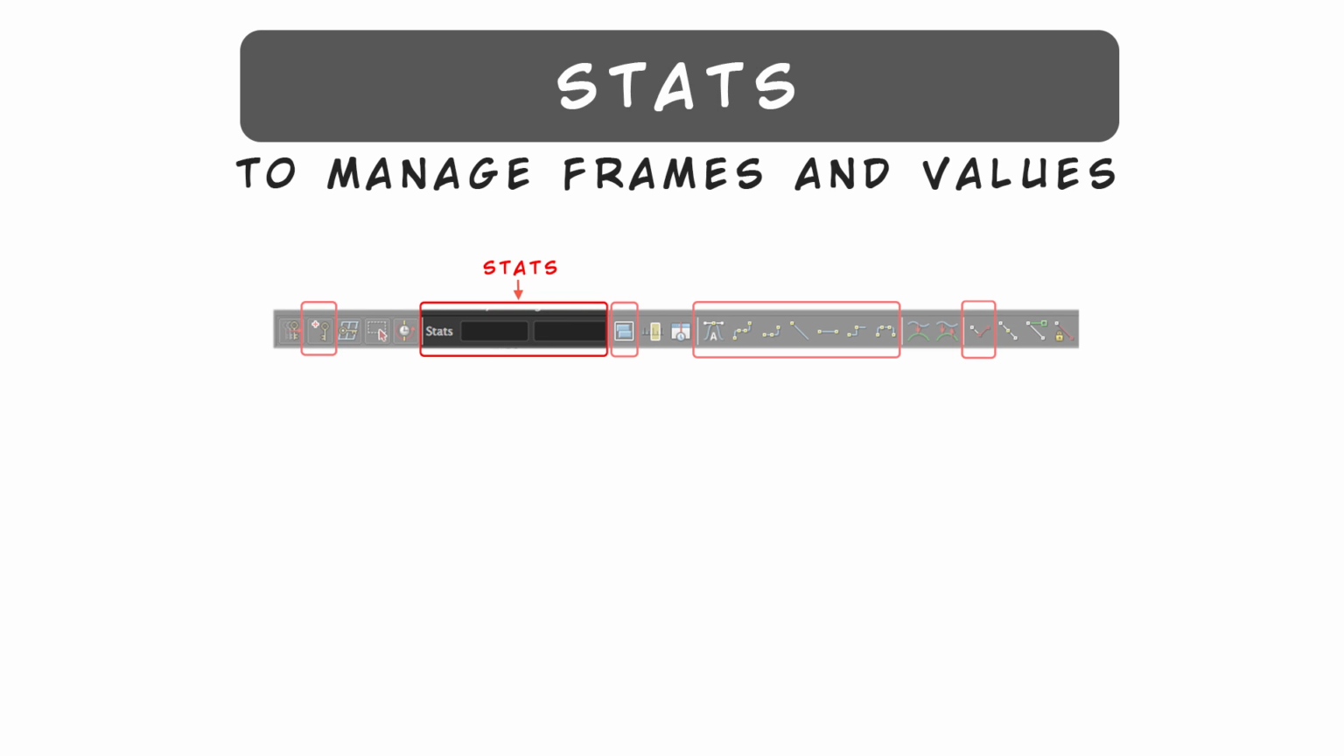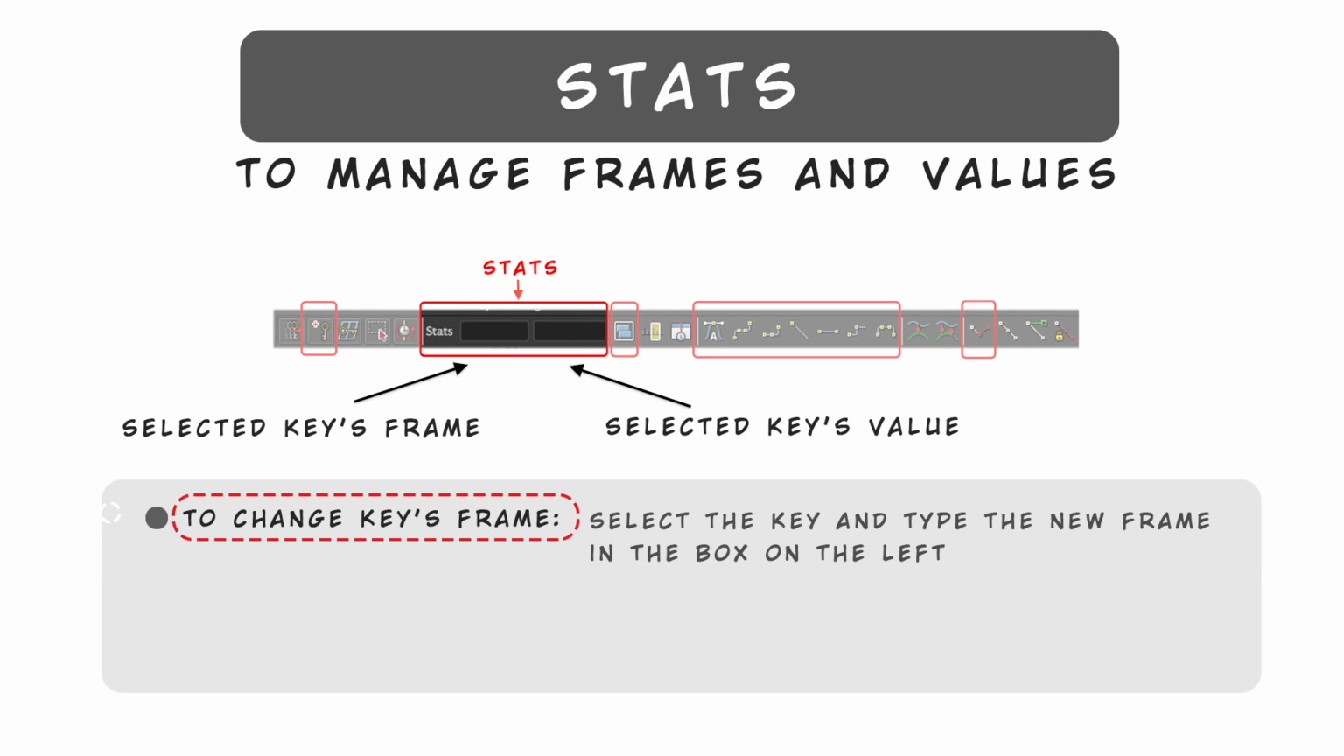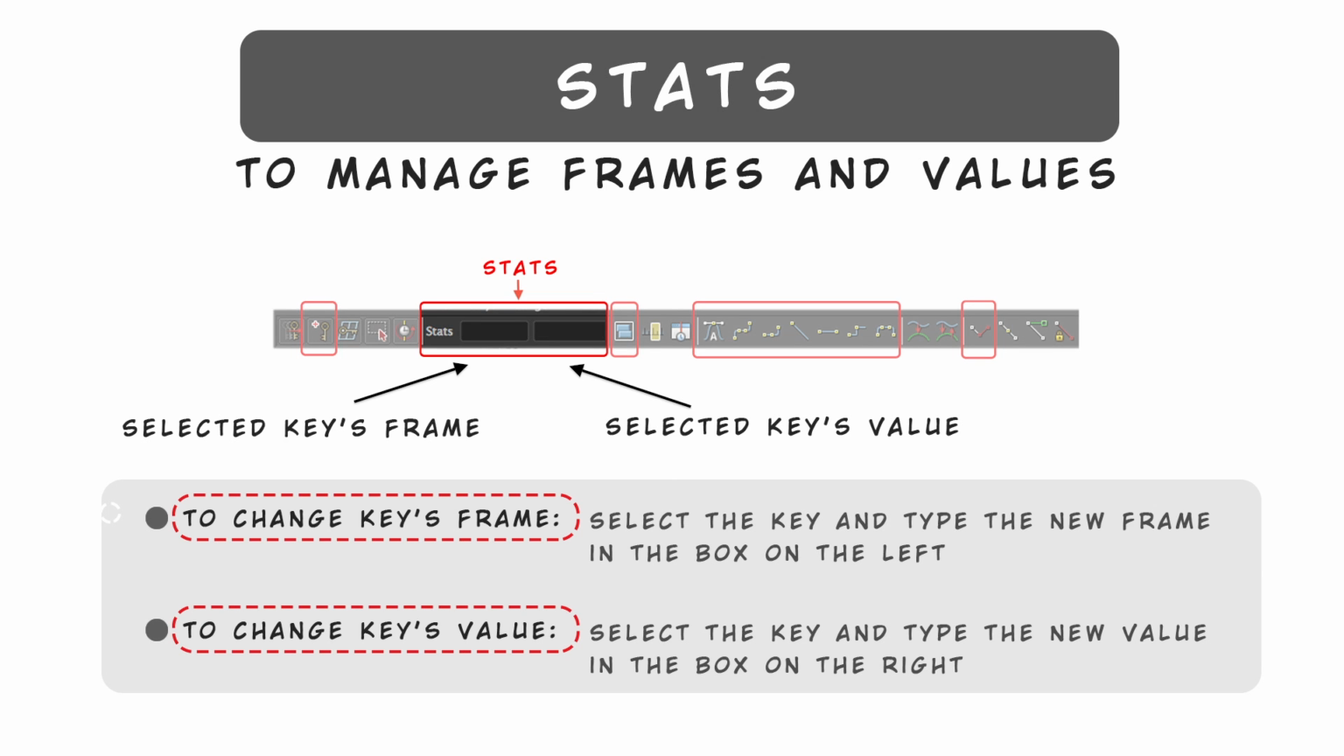Then we have the stats. If you select a key, in the first box you have the number of the frame of that key. In the second box, you have the value. You can also use it to change the key's frame, selecting the key and typing the new frame in the box, or change the value by typing the new value on the right.